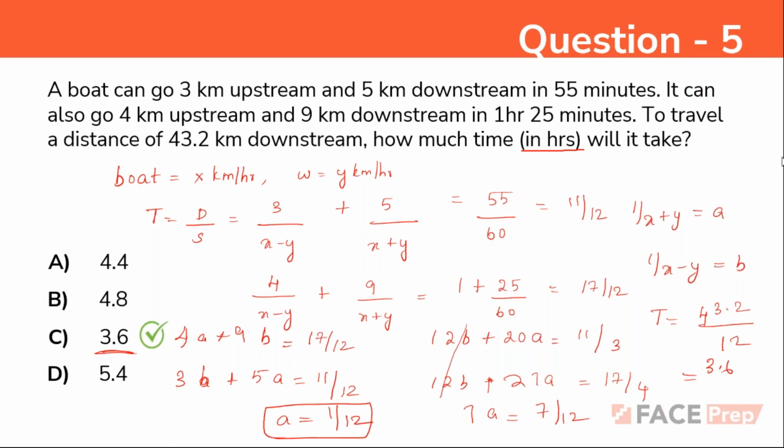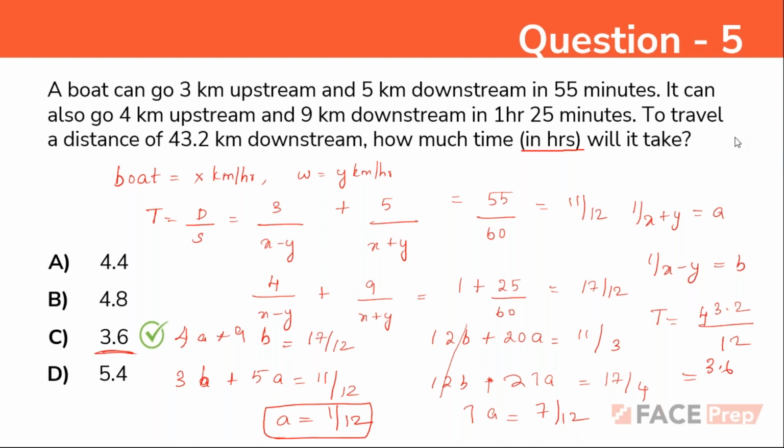Right. Similarly, for the second case also, I'm doing it. So for the second case, what they have given, 4 kilometer upstream and 9 kilometer downstream in 1 hour 25 minutes. So how I'll be doing? 4 kilometer upstream, that is 4 divided by, my upstream means x minus y, and 9 kilometer downstream, that is 9 divided by x plus y. 1 hour 25 minutes. So 25 minutes alone I'll be converting it into hour. So 25 divided by 60. Right. So that I'll be getting the answer is 17 by 12.